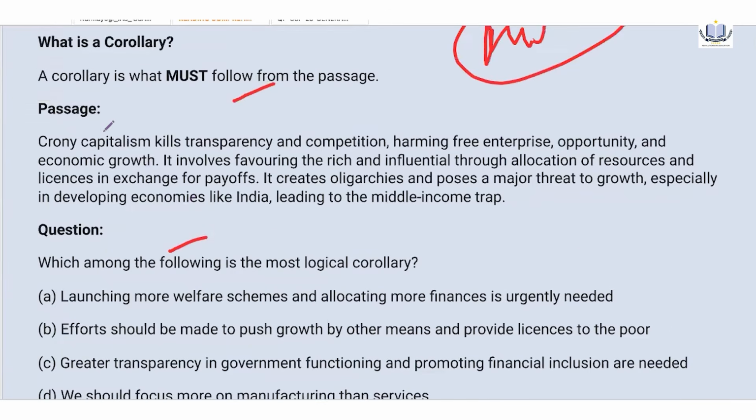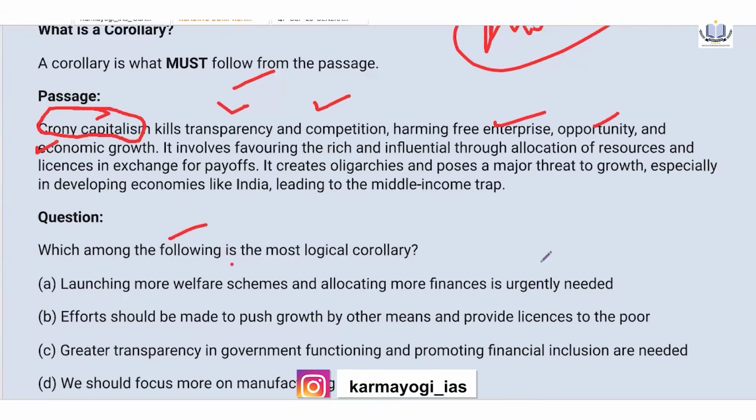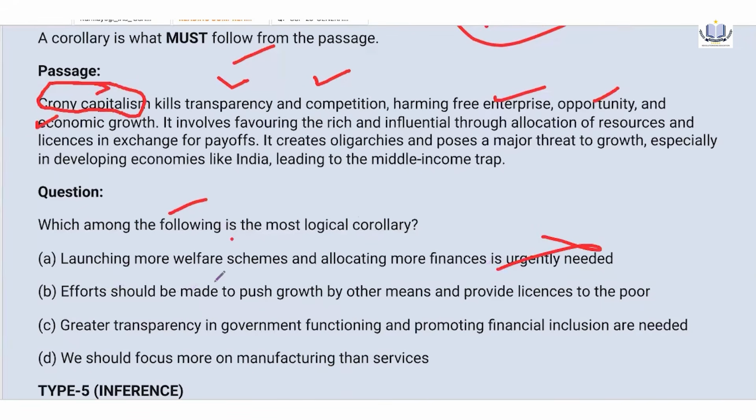Okay, let's speed read. Crony capitalism. So the starting itself is from how we are managing the governance. It kills transparency and competition, harming free enterprise, opportunity, and economic growth. It involves favoring the rich and influential through allocation of resources and licenses in exchange for payoffs. It creates oligarchies and poses a major threat to growth, especially in developing economies like India, leading to the middle income trap. Option A is talking about more welfare schemes, nowhere discussed, gone. Option B, efforts should be made to push growth by other means and provide license to the poor, no.